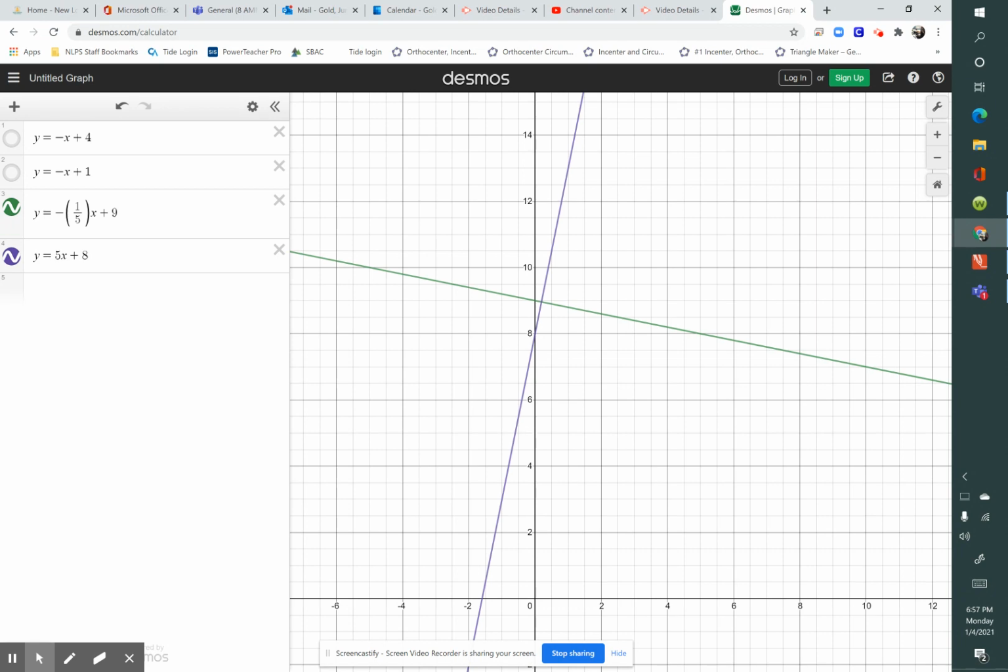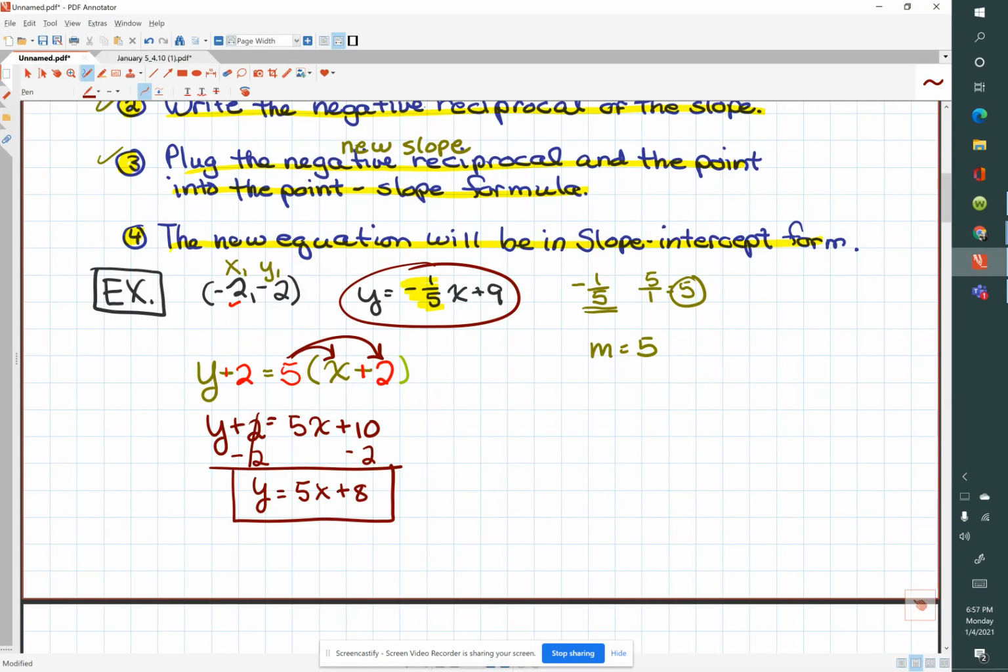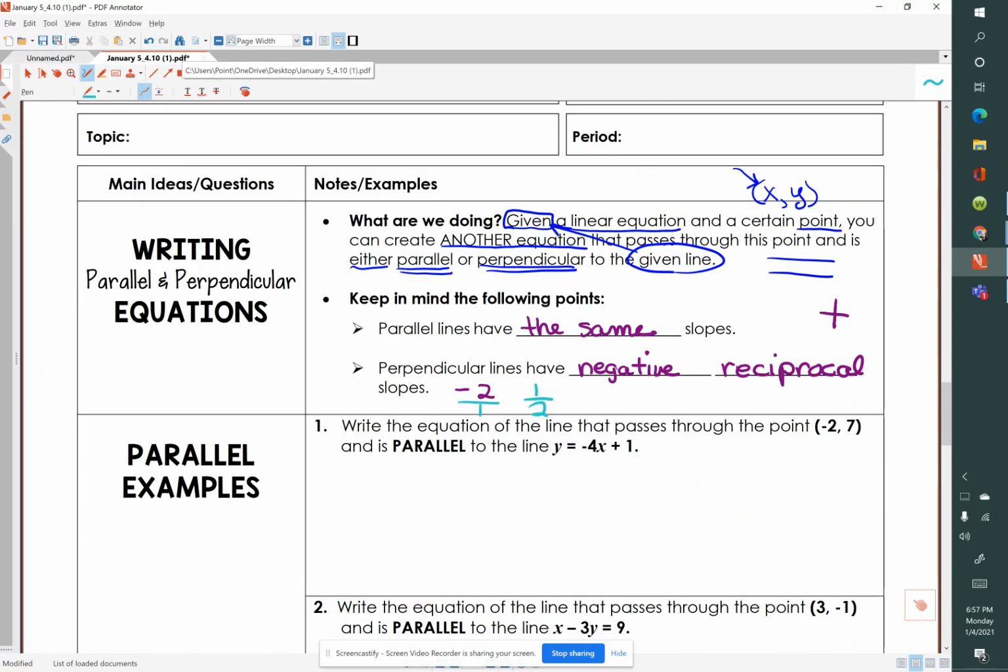So let's get to our work for today and work on our worksheet. We are asked in the first problem to write the equation of the line that passes through the point (-2, 7) and is parallel to the line y equals -4x plus 1. First, we determine the slope. So the slope here equals -4. So write that down first.